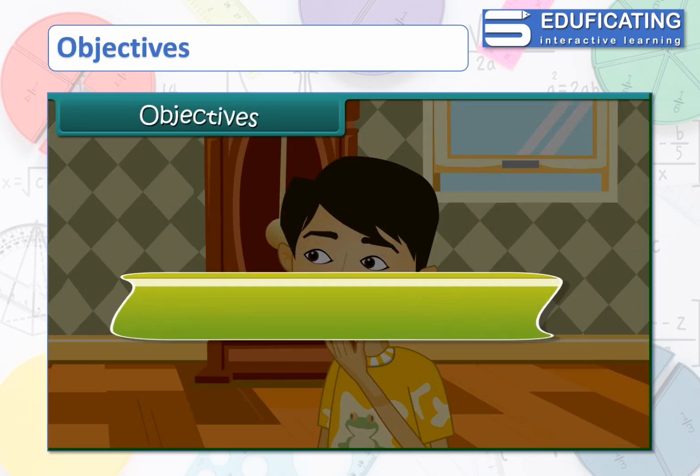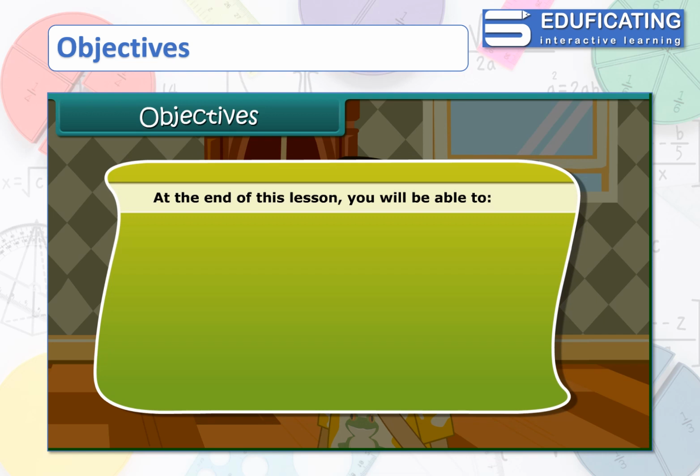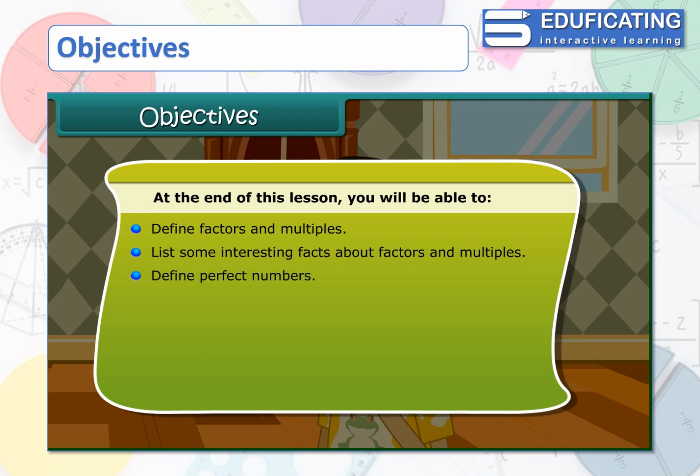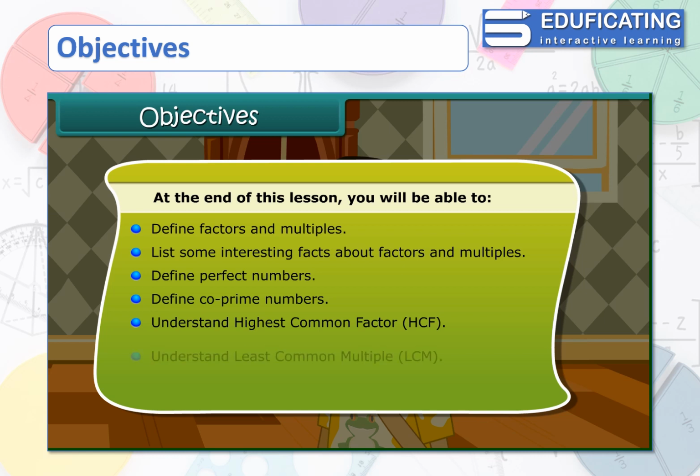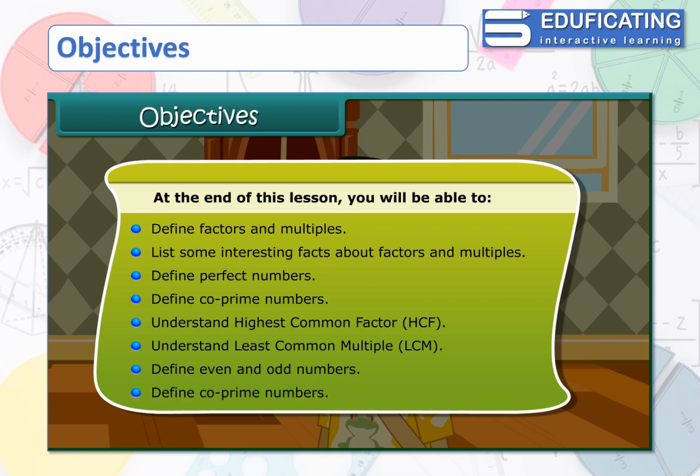Objectives. At the end of this lesson, you'll be able to define factors and multiples, list some interesting facts about factors and multiples, define perfect numbers, define co-prime numbers, understand highest common factor HCF, understand least common multiple LCM, define even and odd numbers.